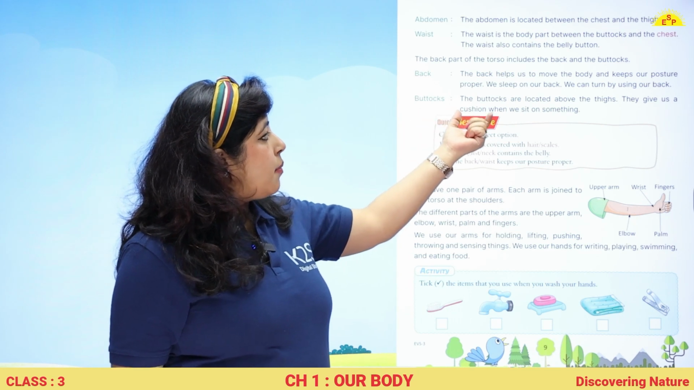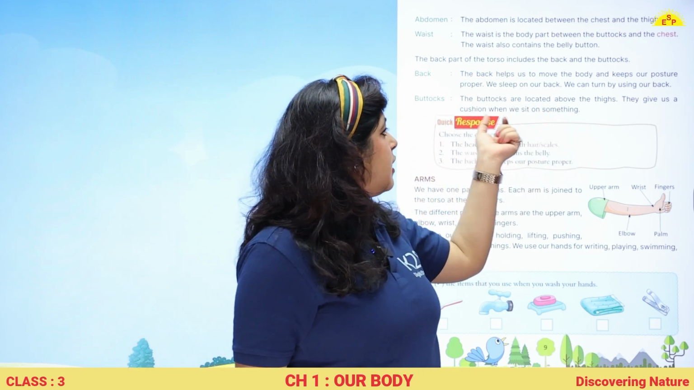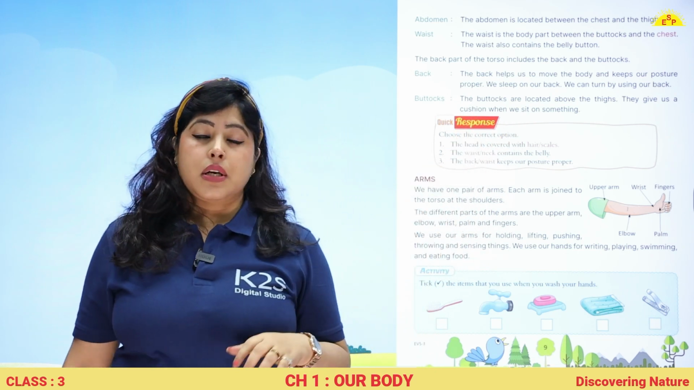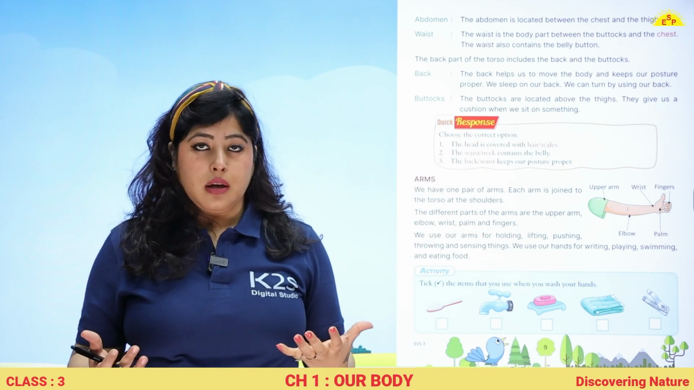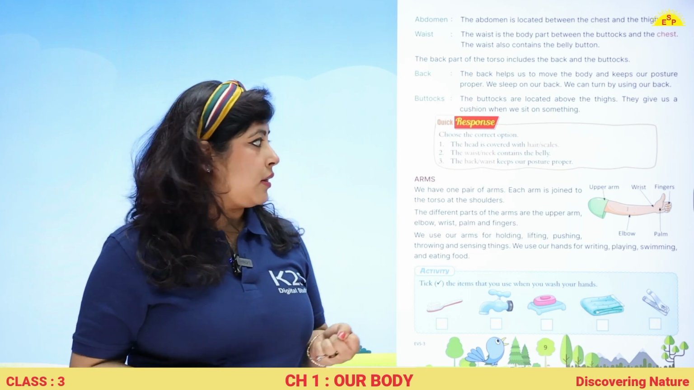Now buttocks. The buttocks are located above the thighs. Thighs से ऊपर होते हैं. They give a cushion when we sit on something. जब हम बैठते हैं तो जो area होता है, जो touch होता है surface को, that is your buttocks.